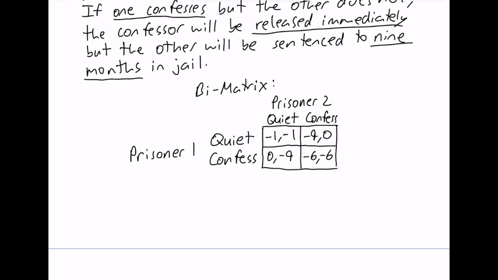Now, this is called a bimatrix because it's a matrix, but in each cell we have two values. The first value in each cell is the payoff to player 1, and the second value is the payoff to player 2. So, for example, if prisoner 1 chooses confess and prisoner 2 chooses quiet, that first value there is the payoff to prisoner 1. Prisoner 1 gets 0 months in jail. The second payoff, -9, is the payoff to prisoner 2.